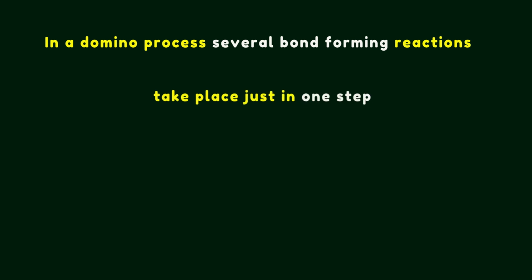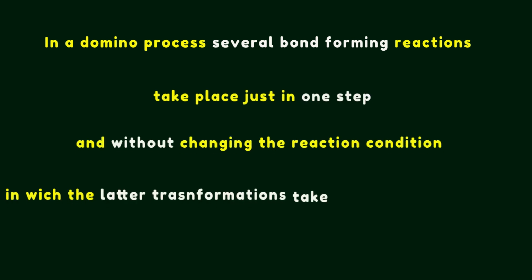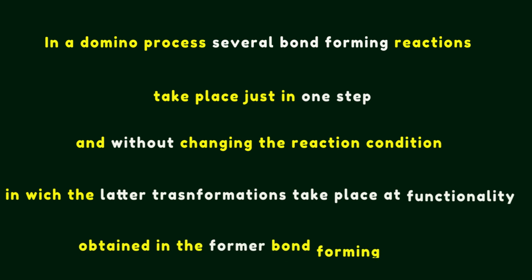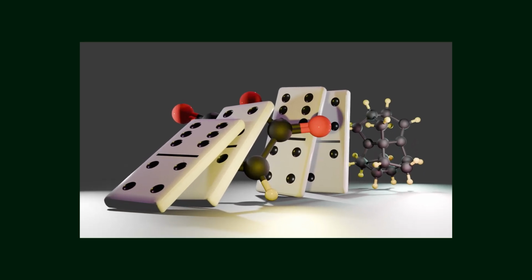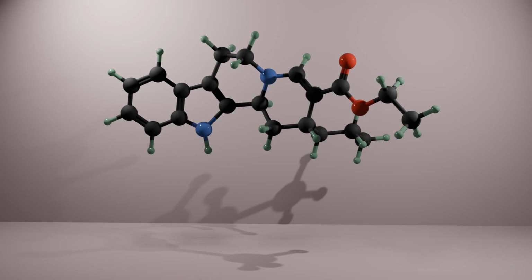Domino reactions are another useful strategy to produce complex structures. In a domino process, several bond-forming reactions take place in just one step and without changing the reaction condition, in which the latter transformation takes place at the functionality obtained in the former bond-forming reaction. You can check out my previous video about domino reactions to know more about this strategy. Now let's explore elegant synthesis routes which take advantage of combining multi-component and domino strategies to create complex structures, which are hard targets in the classical approach.